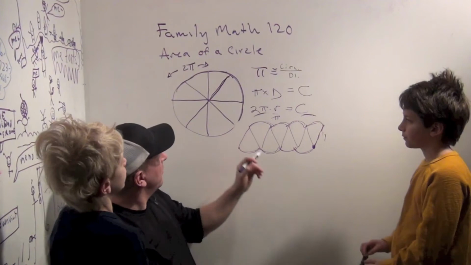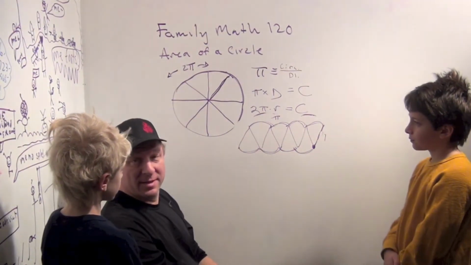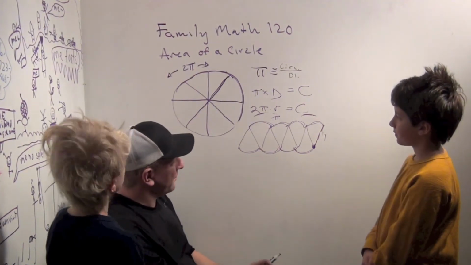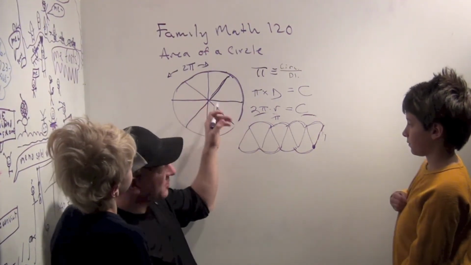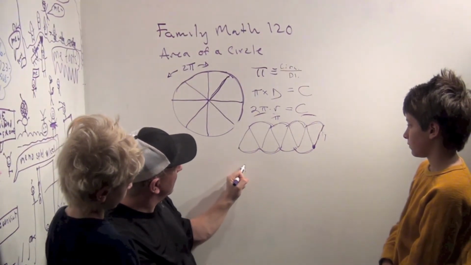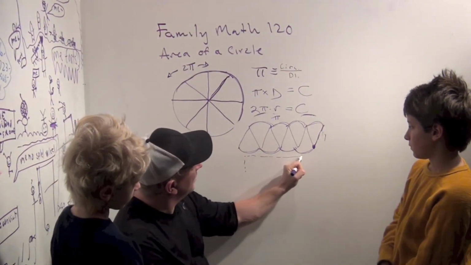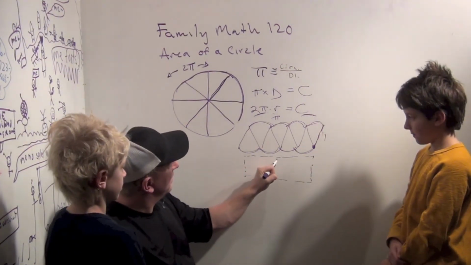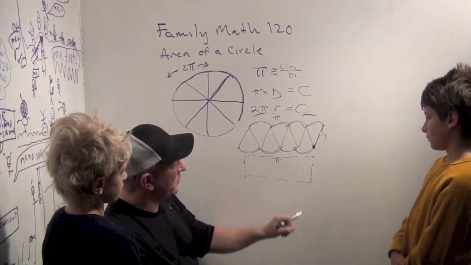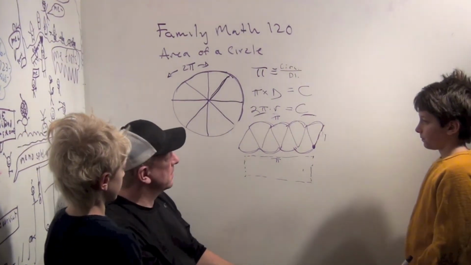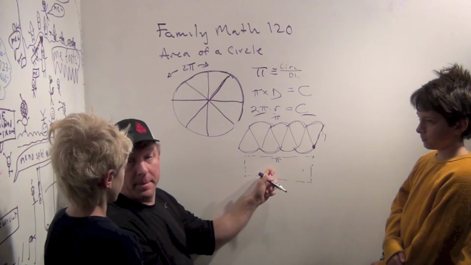Cool. Okay. Now, what do you think we're going to do next? Well, we could chop it up again. We're just going to keep chopping and chopping and chopping, and eventually we're going to get something that looks almost like a rectangle. When you do it for infinity, it'll actually be a rectangle. And it'll be pi long and 1 high. Its area will be pi.